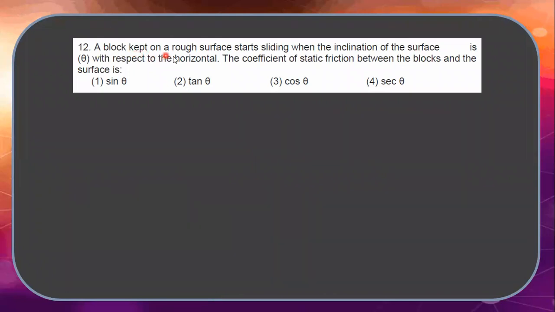A block kept on a rough surface starts sliding when the inclination of the surface is theta with respect to the horizontal. Coefficient of static friction between the block and the surface is... Actually, one block is dropped on an inclined plane. That will say angle of repose. Whenever we take the angle between the horizontal and the inclined plane, this theta is the angle between the horizontal plane and the inclination.